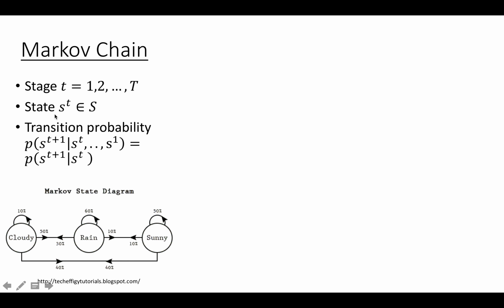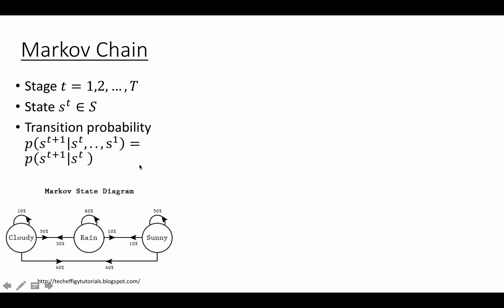The state s_t for this example has three possibilities. It can either be cloudy, raining, or sunny. And the transition probability says that if today is cloudy, tomorrow will be sunny with probability 40%, raining with 30%, and it will still be cloudy with 30%. We call it Markov because the transition probability is only related to the current state. It doesn't relate to all the previous stages.